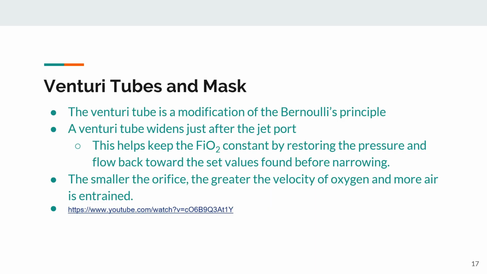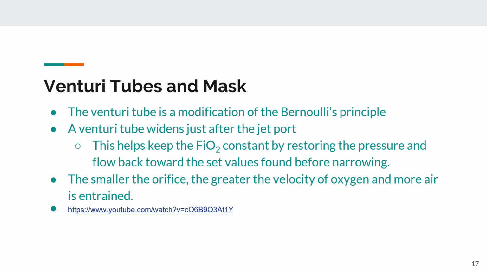So basically, the Venturi is a modification of Bernoulli's principle. As the Venturi tube widens just after the jet port, and it depends again which size you have on here, this helps keep the oxygen more constant by keeping that pressure and flow, so that there's not as much fluctuation that might vary with somebody's inspiratory demand. So that's why they call it a high flow system.